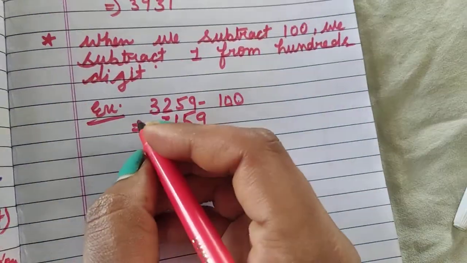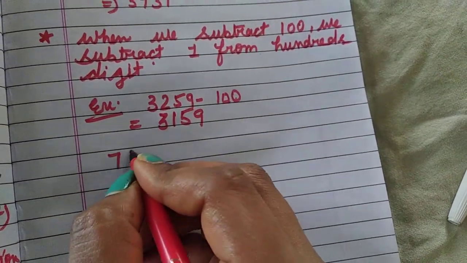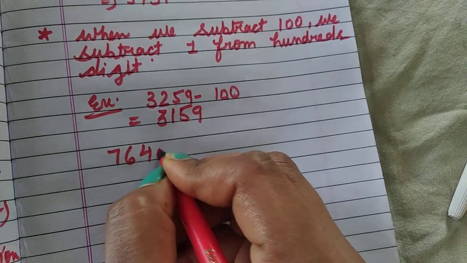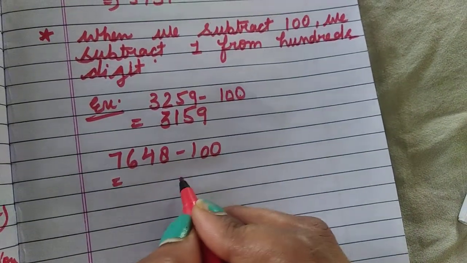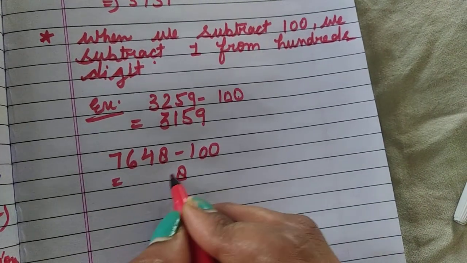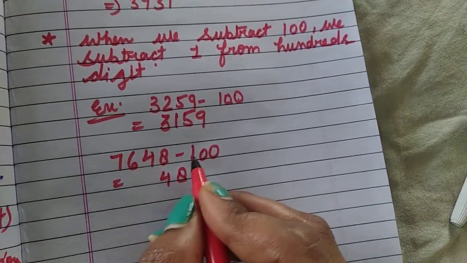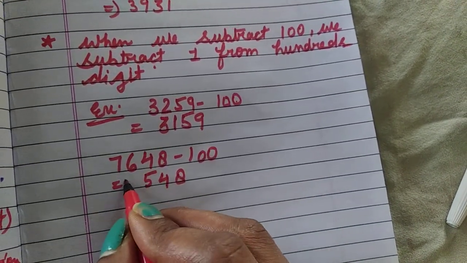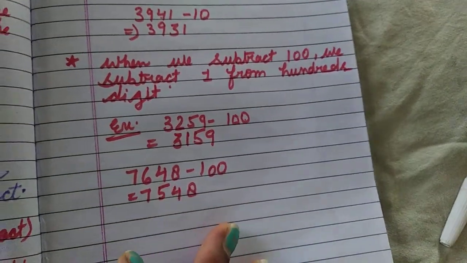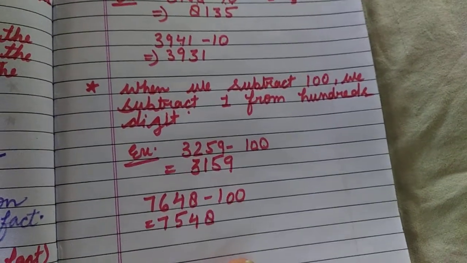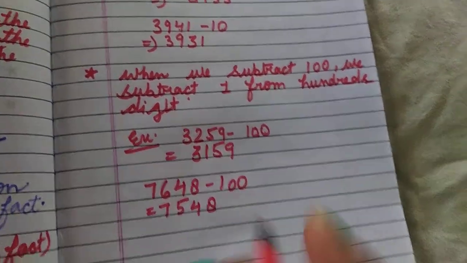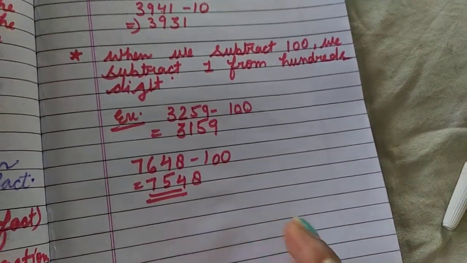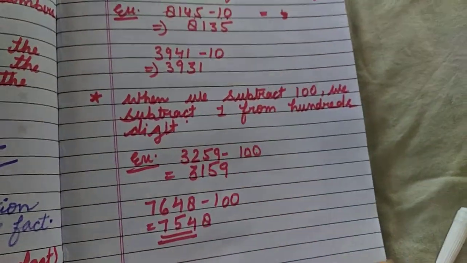Okay, let's do one more example. 7648 minus 100. So 8 minus 0 is equal to 8. 4 minus 0 is equal to 4. 6 minus 1 is equal to 5, and 7. Okay, I think you understood these two points very well.